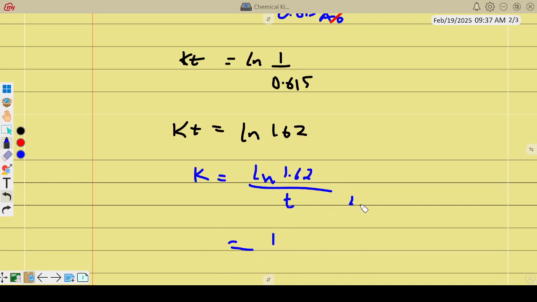So here, when you put 480, you are going to have 1.005 times 10 to the power -3. So this is the rate constant. And what are the units for the rate constant in the first order reaction? The units for the rate constant are per second, or we can say second inverse.